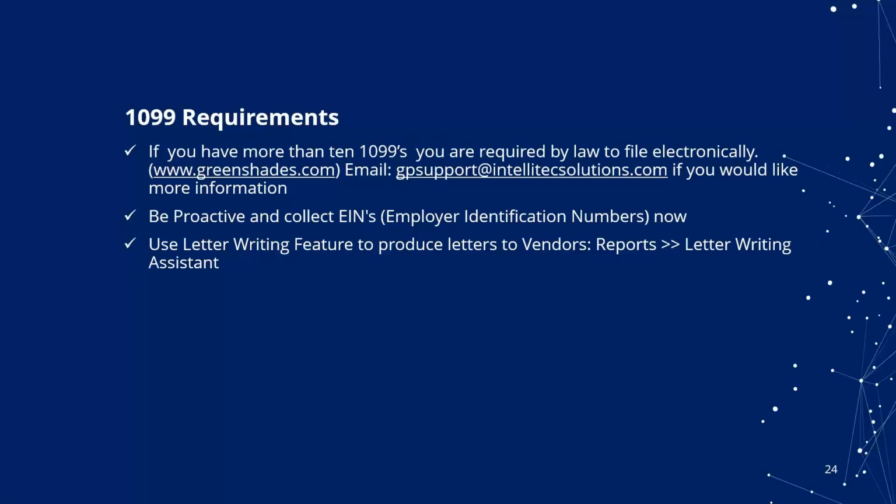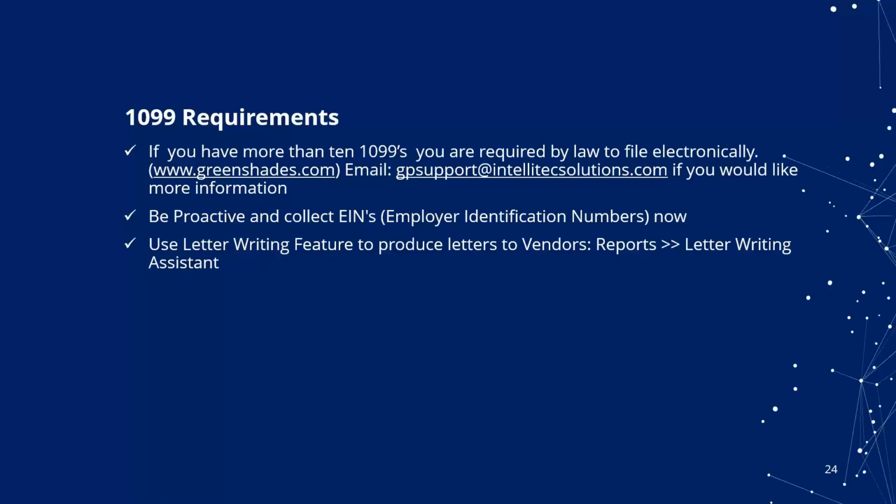So 1099 requirements. If you have more than 10 1099s, you're required by law to file them electronically. You can use a third party like Green Shades that can do it for you. Or you can email us at GP Support and Teltech Solutions if you'd like more information on that. We recommend being proactive and collecting those employer identification numbers now.